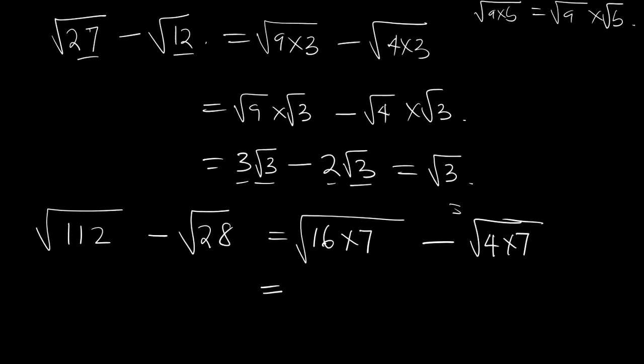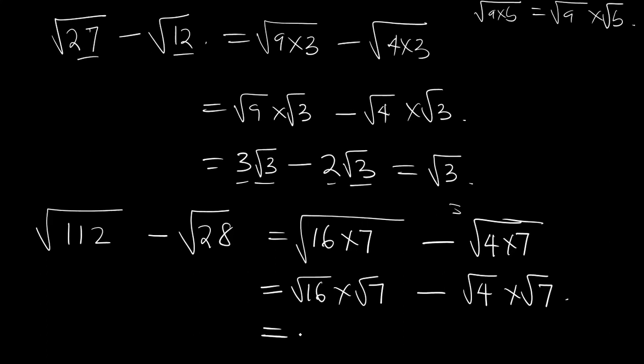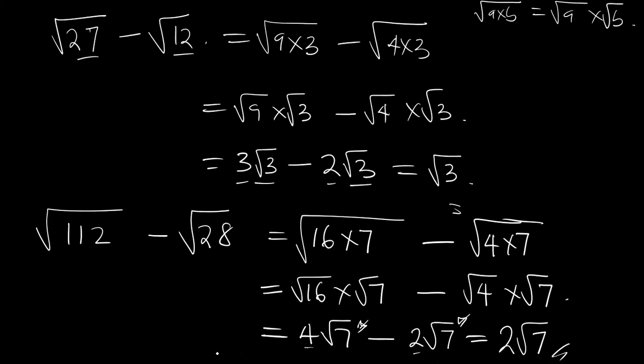So now applying this surd rule, you have the square root of 16 times the square root of 7, minus the square root of 4 times the square root of 7. So the square root of 16 is 4. So this is 4 root 7, minus this is 2 root 7. Since they have similar surd, which is root 7, the coefficient that is at the front, we just subtract them. 4 minus 2 is 2. So it's 2 root 7. Simple. That is the answer. That is how you subtract or add surds.